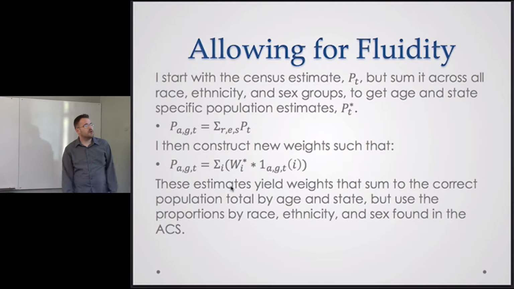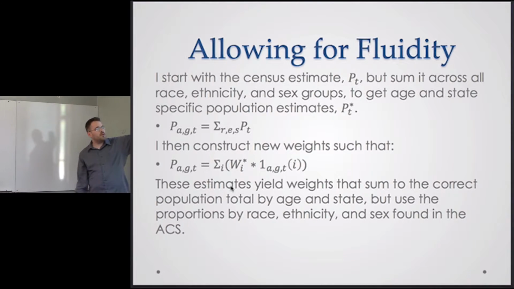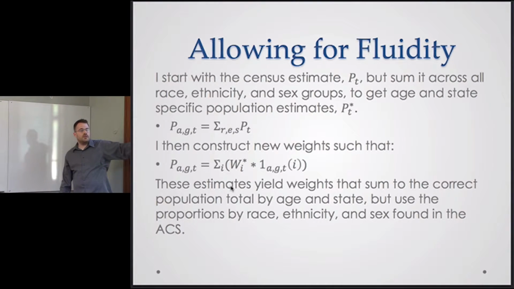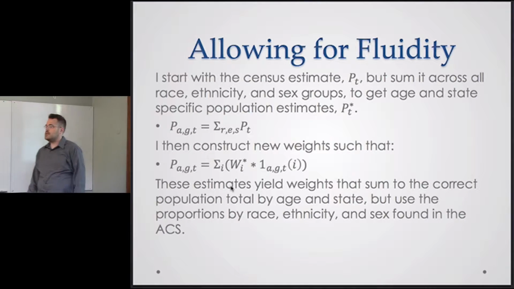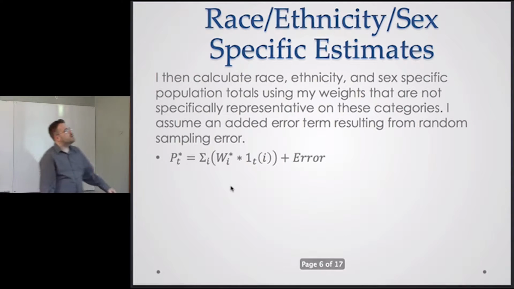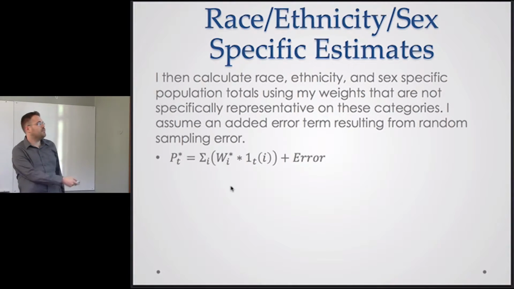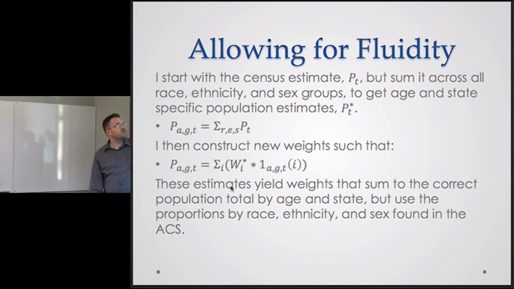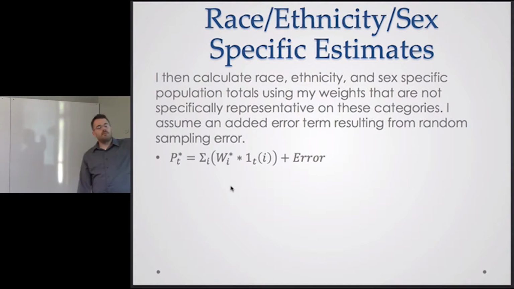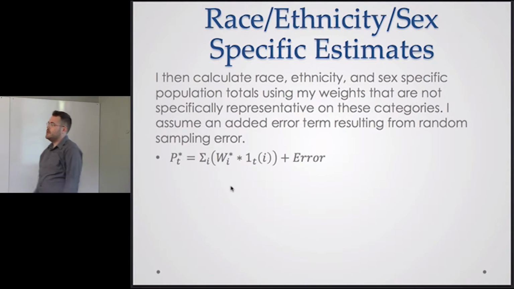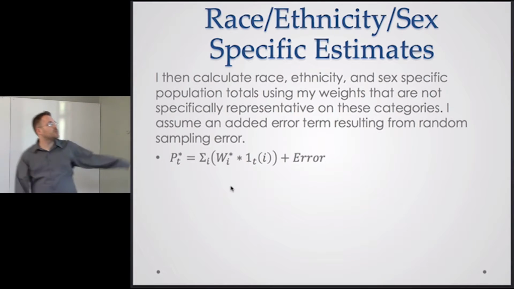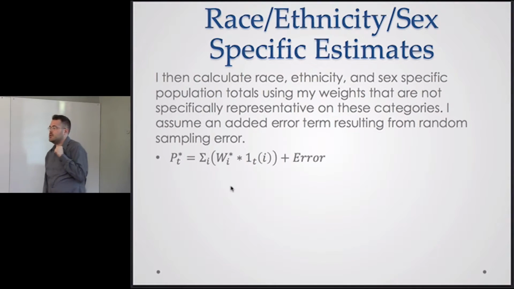So I'm then going to divide up this population by the proportions in each race, ethnicity, and sex group that I find in the ACS. So I'm going to say P star T is just that same, these weights, W star, and then just based on what an individual says their race, ethnicity, and sex are, I'm going to then portion them into these populations.